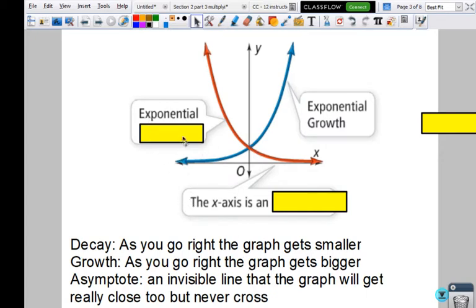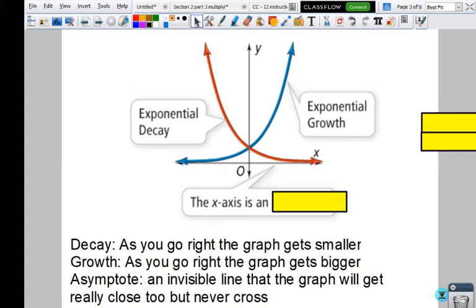The red one is called exponential decay. As you go from left to right, it gets smaller. So this graph actually never stops getting smaller. It just goes really, really slowly after a while. So it's always going down, but over here it's barely changing.